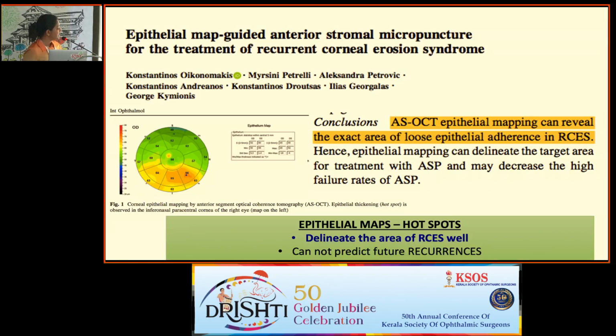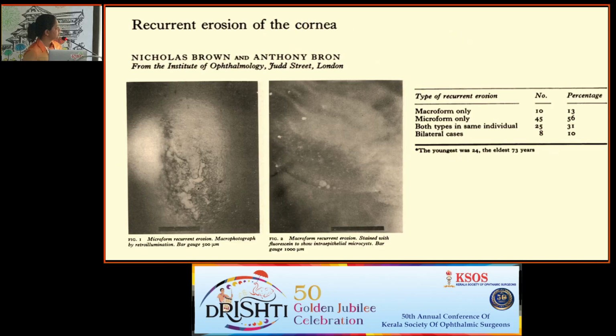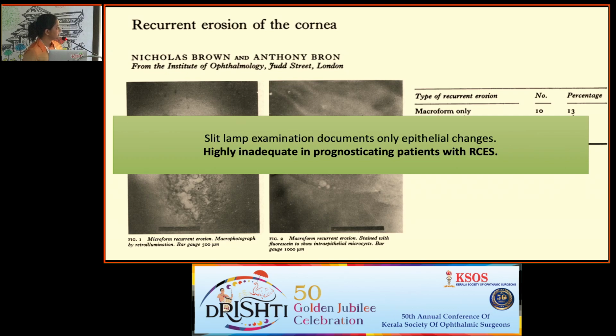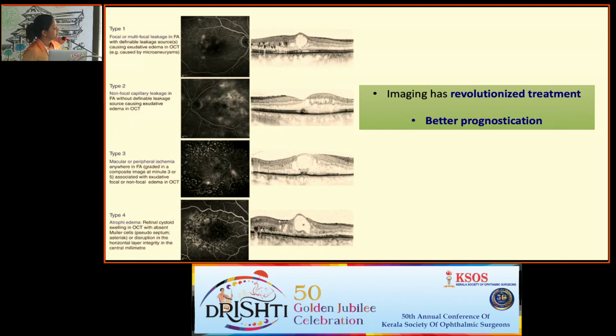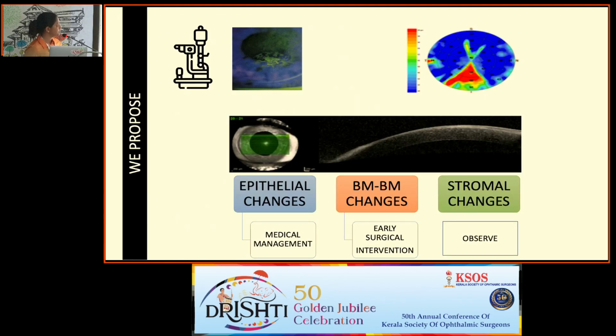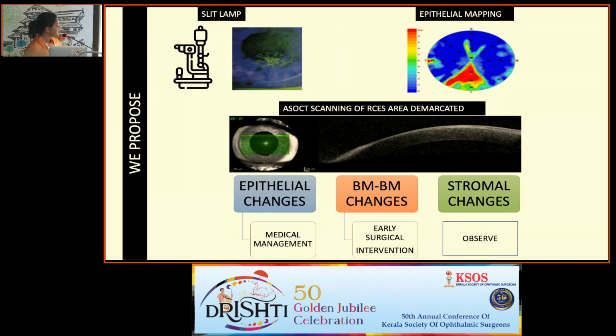Our study agrees that ASOCT can delineate the area of RCS well, but this cannot predict the future recurrences. So historically, slit lamp examination was used to document epithelial changes, but our study has proven this is highly inadequate in prognosticating patients with RCS. And imaging has revolutionized many treatments and it helps in better prognostication. So we would like to move from slit lamp examination to epithelial mapping to delineate the area well, and on ASOCT scanning, try to identify whether it's epithelial, BMBM or stromal changes. And if BMBM changes are noted, go in for an early surgical intervention rather than waiting.